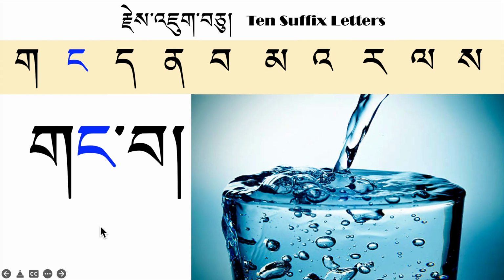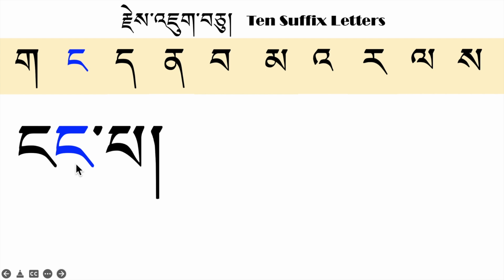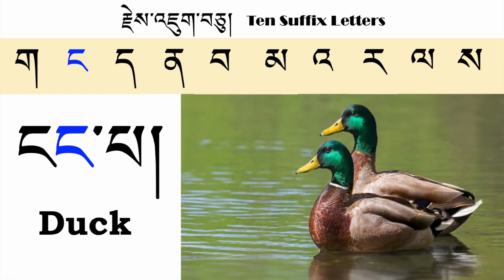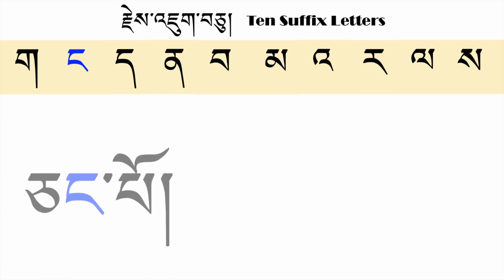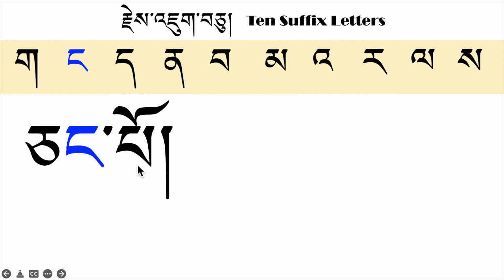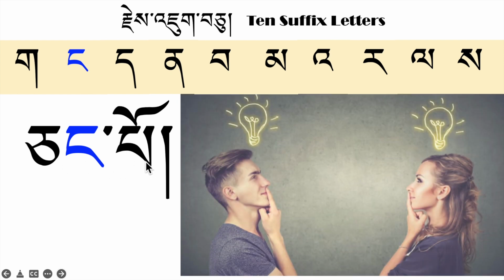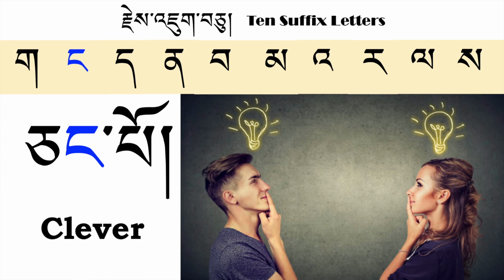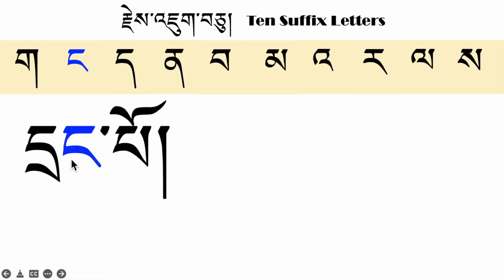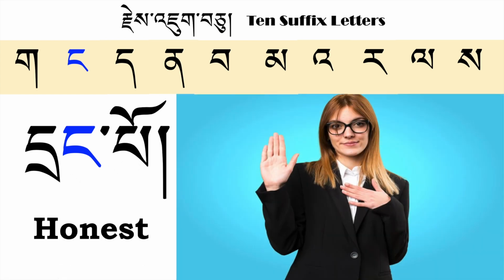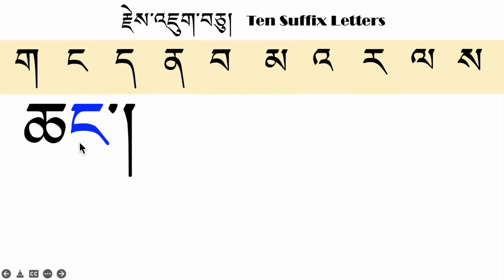Gangwa means full. Next one is nga, nga, ngang, pa: ngangpa. Ngangpa means dark. Next, cha, nga, chang, pa, na, ru, po: changpo. Changpo means clever. Next, ta, re, ta, ta, nga, tang, pa, na, ru, po: tangpo. Tangpo means honest. Next, cha, nga, chang.